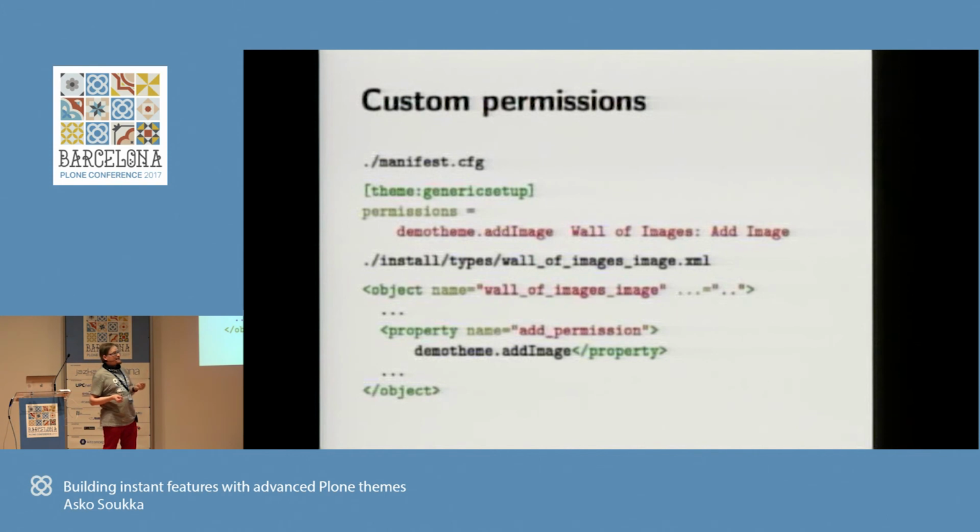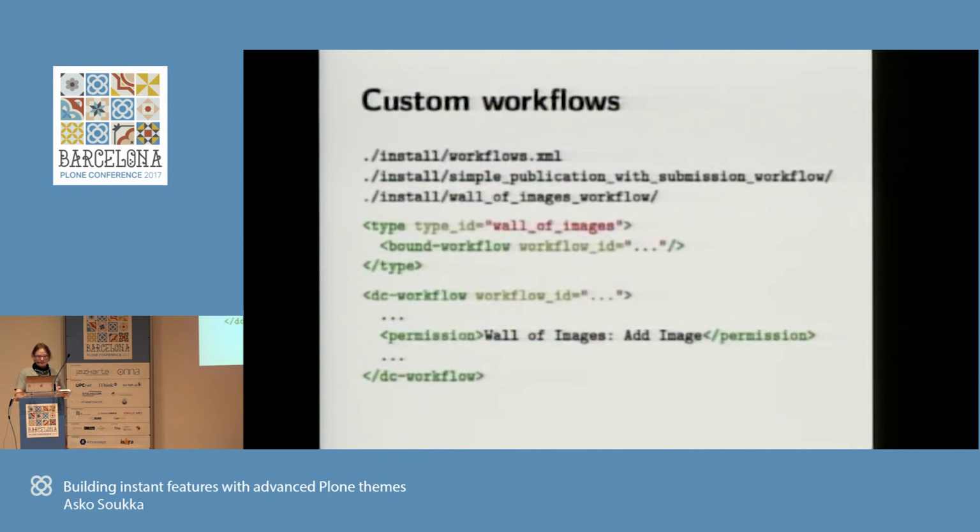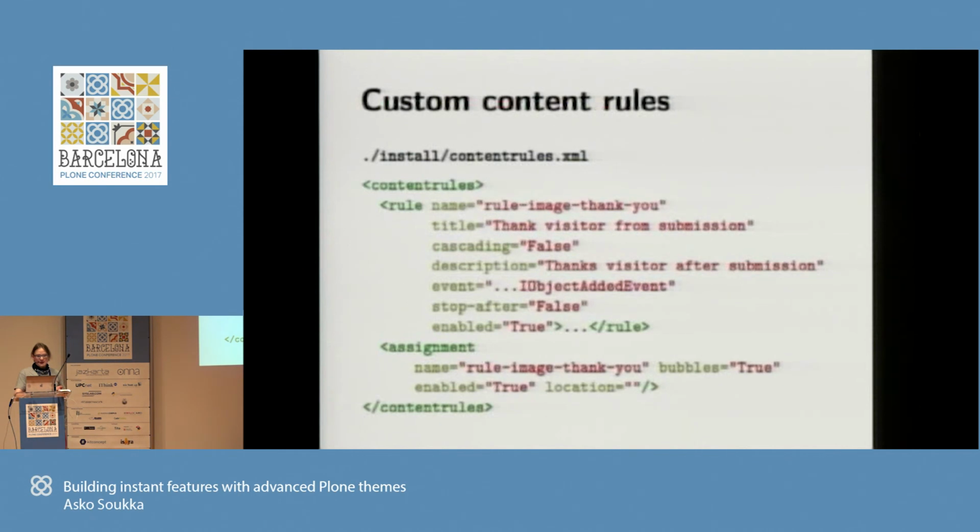So in manifest.cfg, we can define a new permission. We need to have the short name of the permission and the long name of the permission. Then we can use the short name in the Dexterity model to make that permission control whether the user can add that content type. And workflows and content rules can be defined.